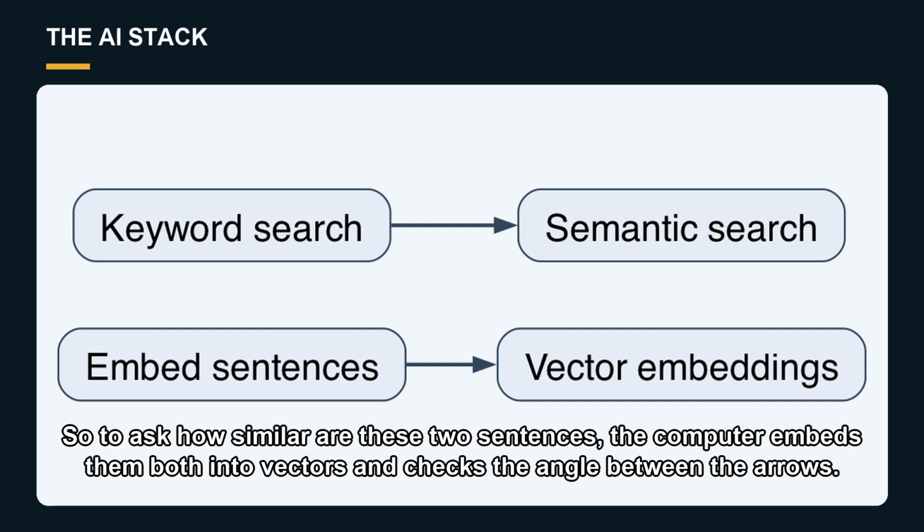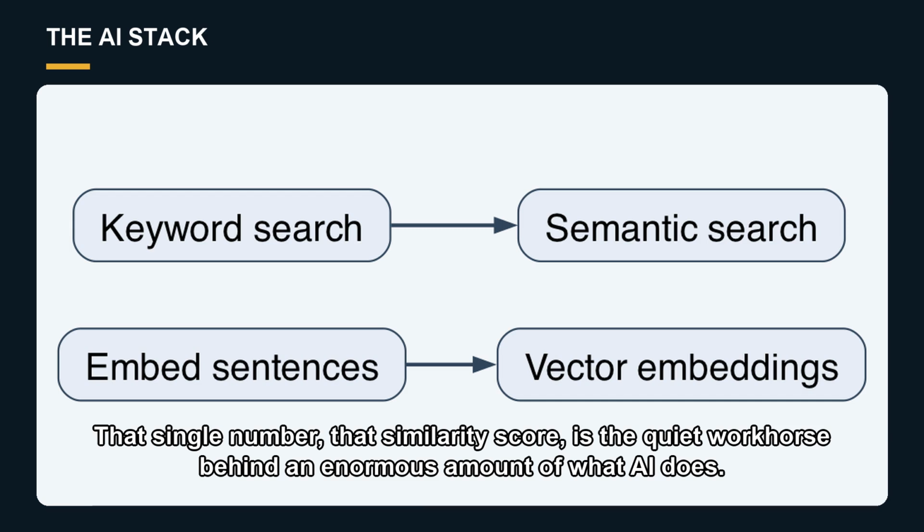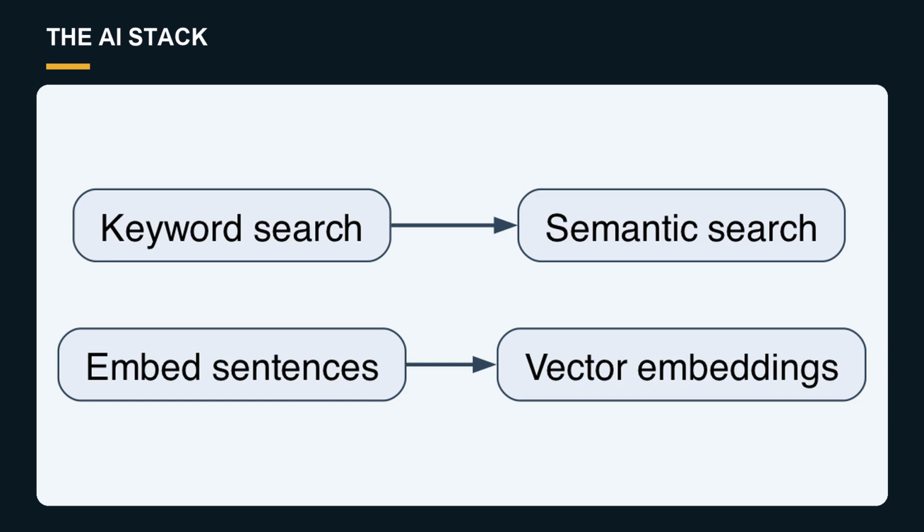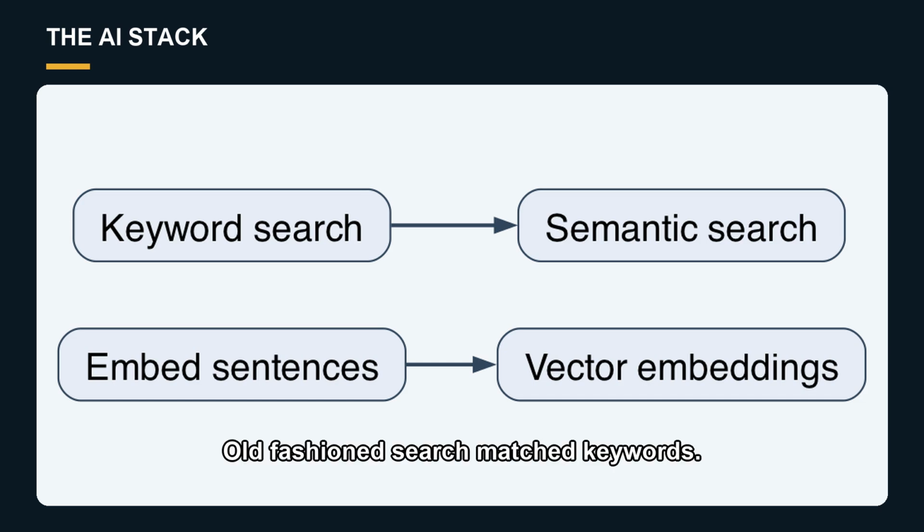So to ask how similar are these 2 sentences, the computer embeds them both into vectors and checks the angle between the arrows. That single number, that similarity score, is the quiet workhorse behind an enormous amount of what AI does. And this is where embeddings stop being a neat party trick and become genuinely useful, because they unlock semantic search. Old-fashioned search matched keywords.